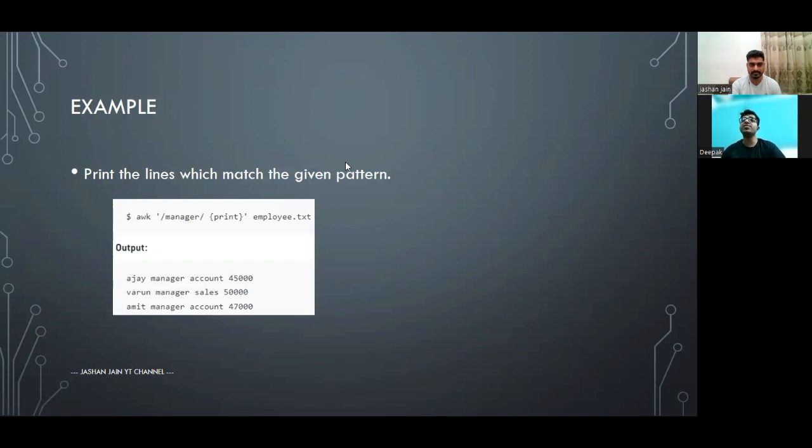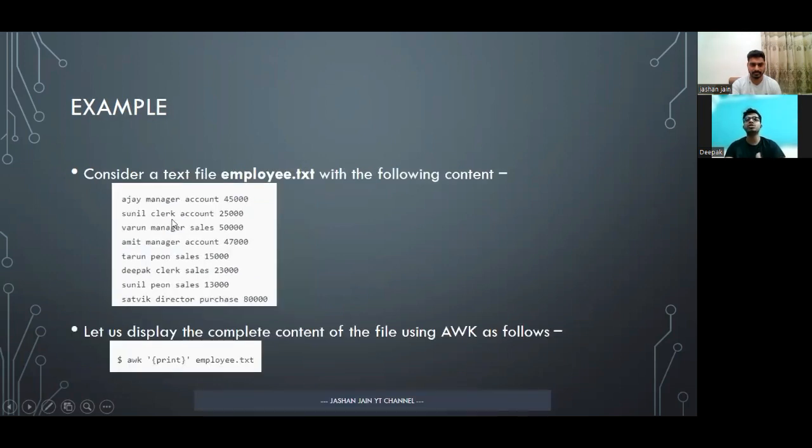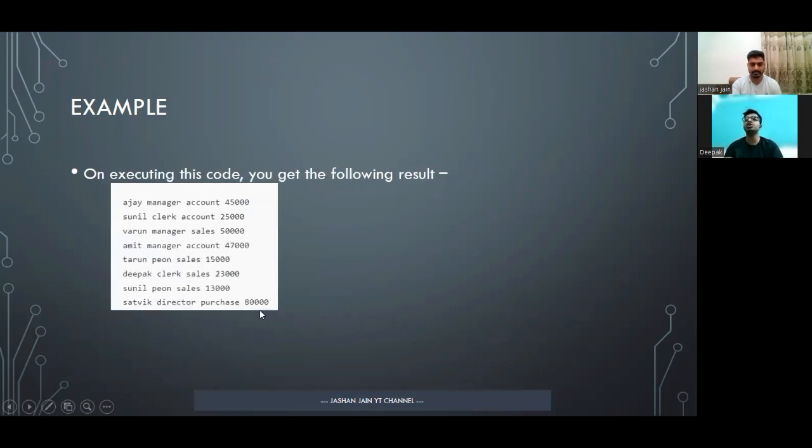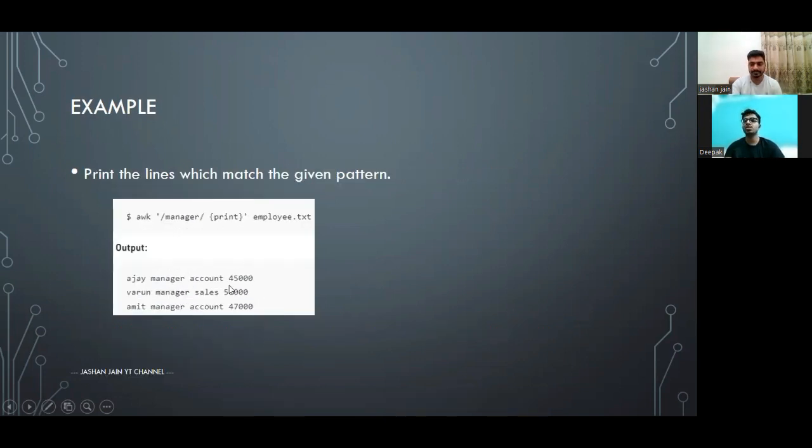Yeah, let's say we want to just print the lines which match a particular pattern. So what will be the syntax? Awk, then we keep in these inverted commas manager, then print, employee.txt. So wherever it finds manager, it will print only those lines. If you see the example now, manager was there in the first line, third line, and fourth line. So it will just print those 3 lines and it will not print anything else. Okay, so if you see how easy it is for extracting data and manipulating data, it is very useful.